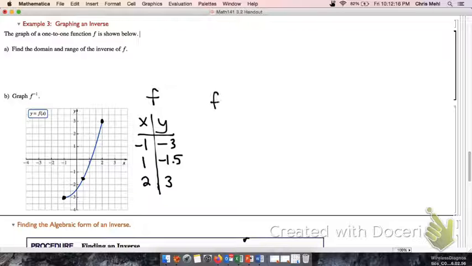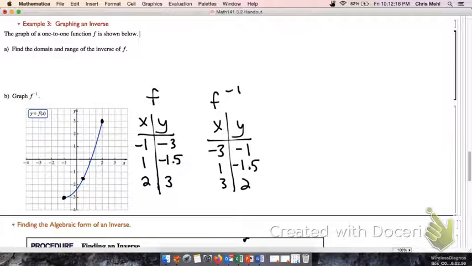Now, on the graph of the inverse function, all that's happening is the x and y values are swapping. So I'm just swapping all the coordinates, and then I'll plot those points. So I can go 3 to the left and down 1. I can go right 1 and down 1.5, which actually lands me on the same point. Then I can go 3 units to the right and up 2.